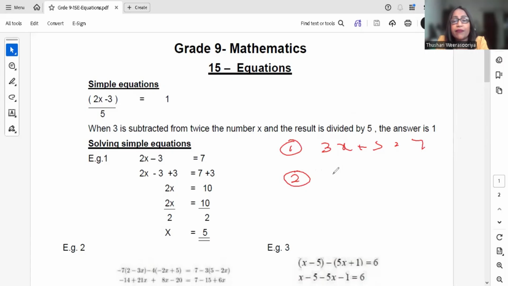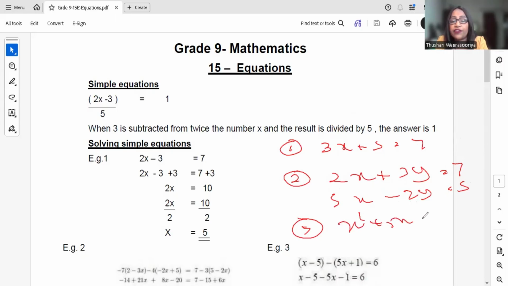Second type, you get simultaneous equations, which have two unknown terms and two equations. This is just a fake example like this. You get this format, two unknown terms, two equations. Third type, you get quadratic equation, x squared plus 5x plus 6 equals 0. There the maximum power is 2. Then you get two answers. You get these three types up to O level.